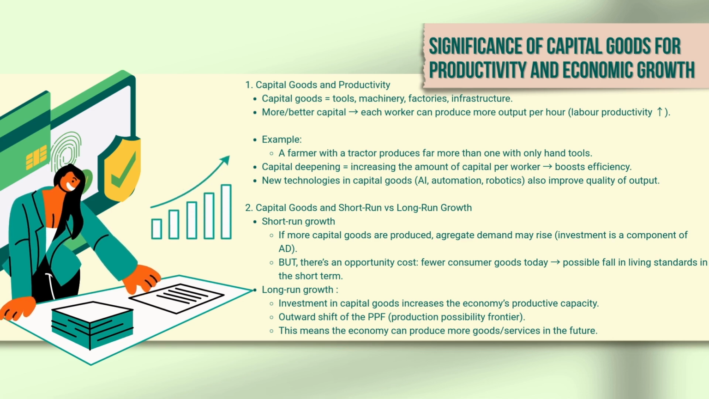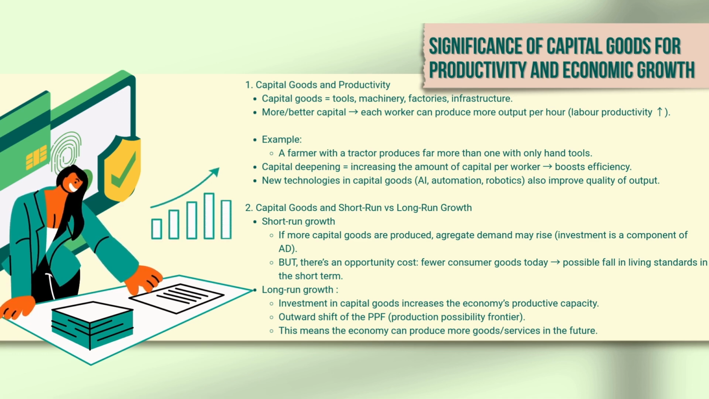The significance of capital goods for productivity and economic growth. Capital goods and productivity. Capital goods are tools, machinery, factories, infrastructure. More or better capital means each worker can produce more output per hour, increasing labor productivity. For example, a farmer with a tractor produces far more than one with only hand tools. Capital deepening is increasing the amount of capital per worker, which boosts efficiency.